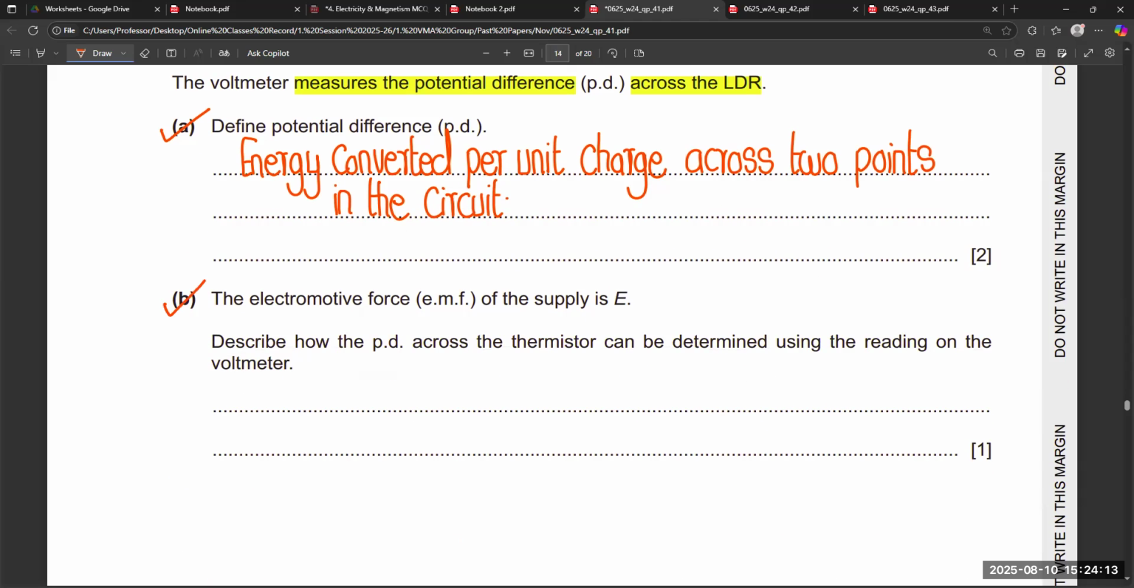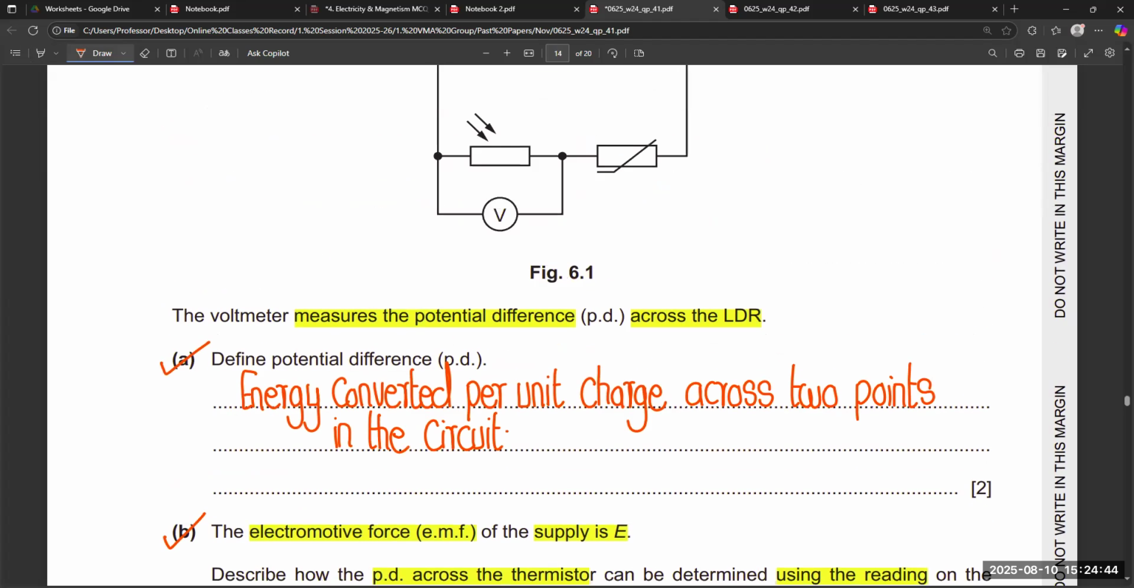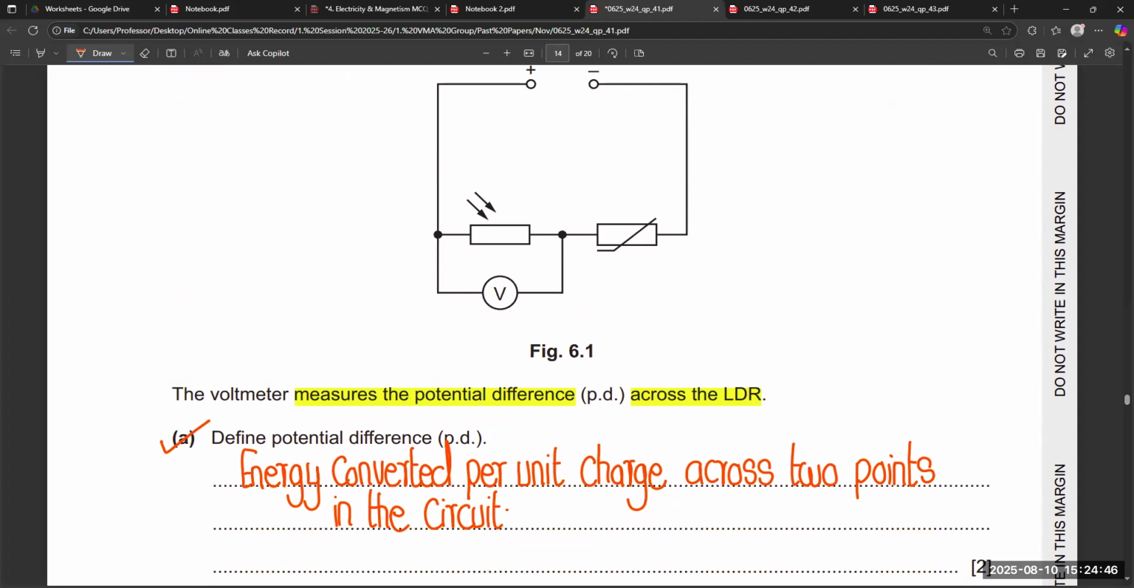Now in B part of the question, the EMF of the supply is capital E, and describe how the potential difference across the thermistor can be determined using the reading on the voltmeter. So in B part, EMF is given, and we have to describe how the potential difference across the thermistor can be determined using the reading on the voltmeter. So according to the diagram, this is the diagram given.